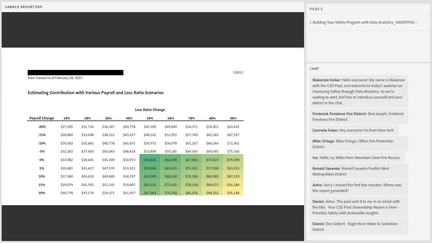I don't know if you can see my pointer, but likewise, if the loss ratio climbs to 98%, the contribution could increase to $95,000. That said, you shouldn't take those numbers to the bank because this is not a predictive model. The actual rating system is way more complicated. Here, we just want to illustrate how different variables like loss ratio and payroll could affect your contribution.